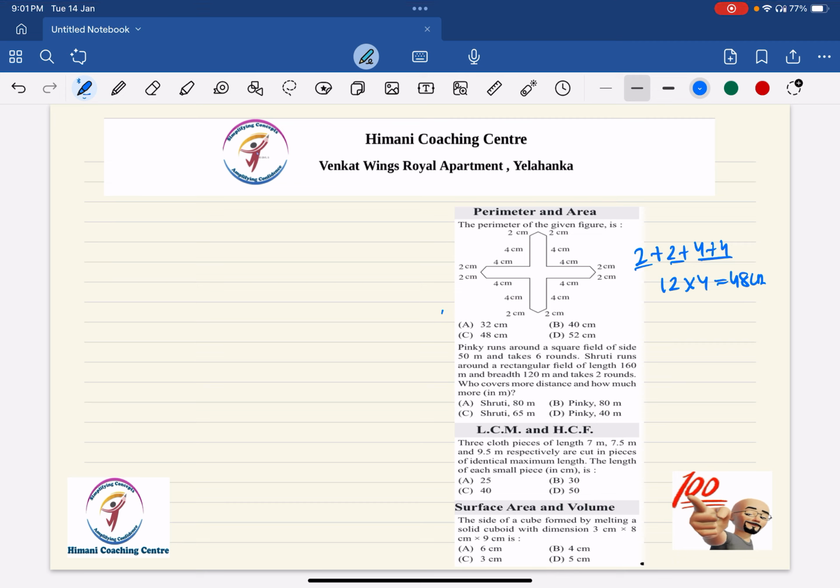So what is perimeter of a square? Perimeter of a square is 4x. So Pinky is going around a square field whose side is 50 meters. So in one round she is covering how much? 4 into 50, 200 meters. And how many rounds has she made? 6. So 200 into 6, she has covered 1200 meter by taking 6 rounds of this square field.